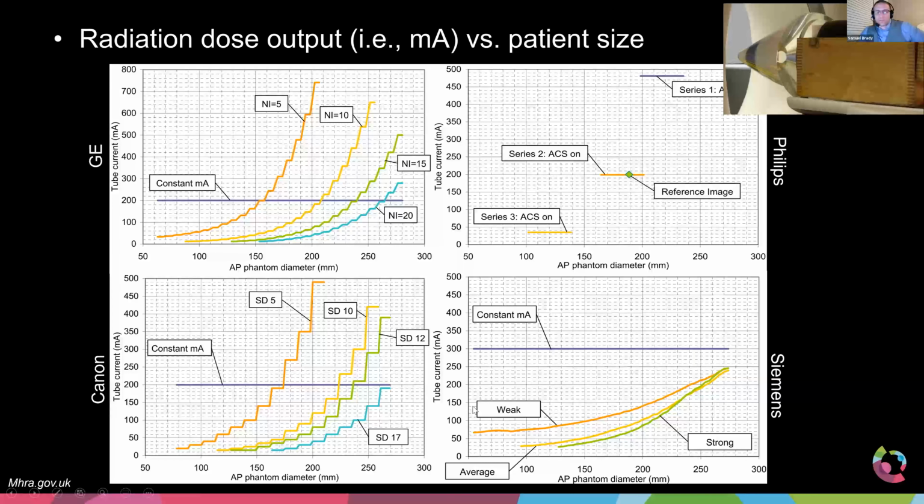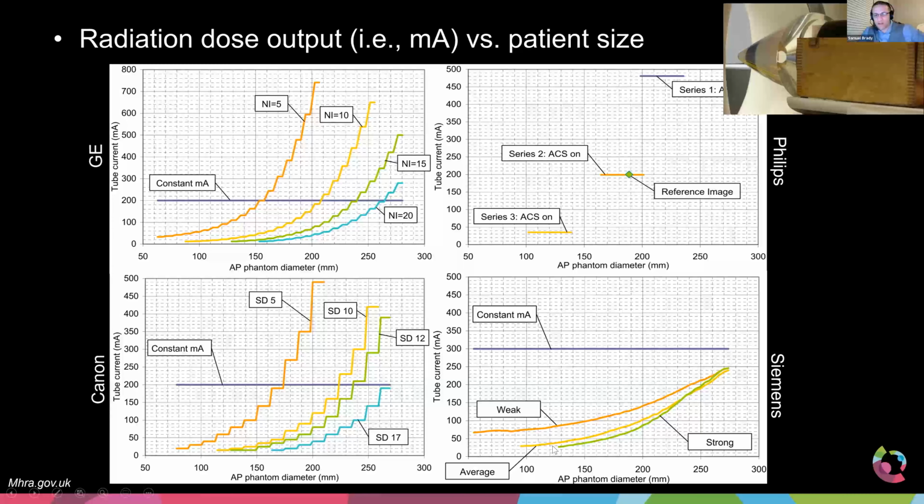So the other thing to consider, Siemens, they do it slightly differently, where they actually will select a different curve that will tell the system how much MA to use, once again, based on how thick the patient is. And they call it the weak, average, or strong curves. You can see that they all converge to the same output value as the patient gets thicker. So for very, very big patients, our obese patients, it really doesn't matter which curve you use in Siemens. The output is still the same.